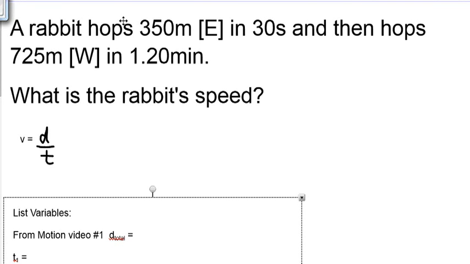Motion video number 3. A rabbit hops 350 meters east in 30 seconds and then hops 725 meters west in 1.2 minutes. What is the rabbit's speed?